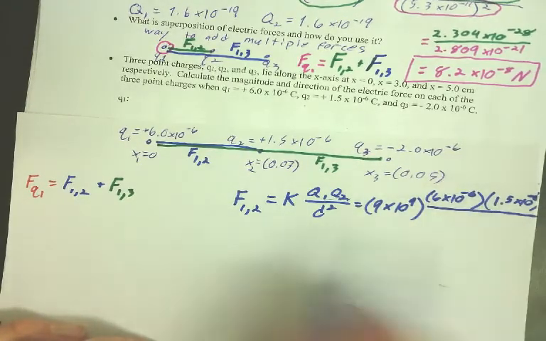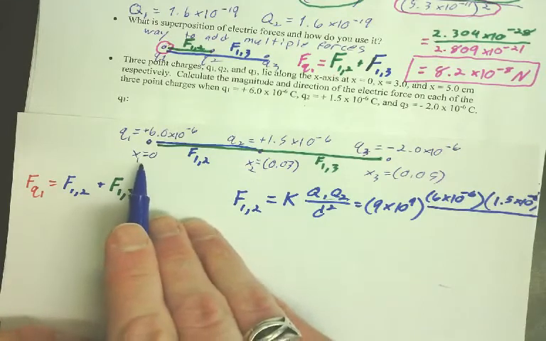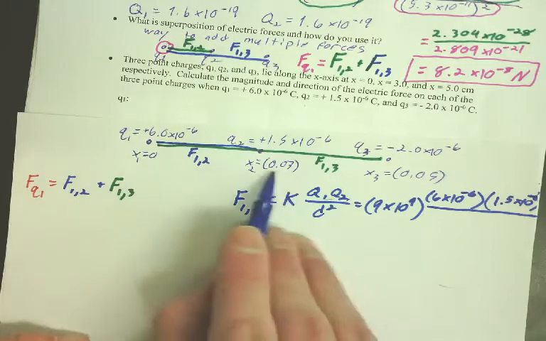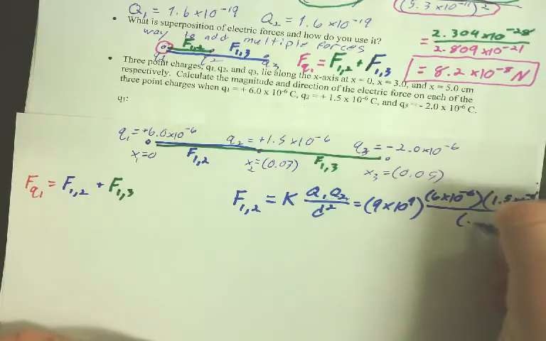And then I'm going to divide this by the distance between them squared. The distance between 1 and 2 is 0.03. To go from 1 to 2 is 0.03. So 0.03 squared.